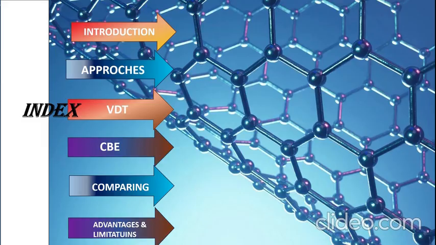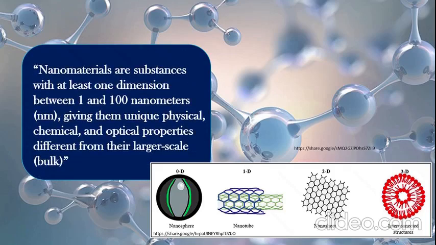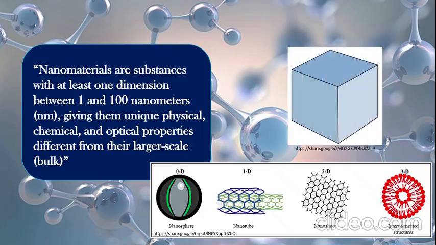So now coming to nanomaterials, what is actually meant by a nanomaterial? A nanomaterial is a material or any substance in which at least one of its dimensions is in the nano range, that means 1 to 100 nanometers. For example, if you consider this as a nanomaterial, at least one of its dimensions, either this or this, should be in the nano range, which is 1 to 100 nanometers, and 1 nanometer is equal to 10 to the power minus 9 meters.